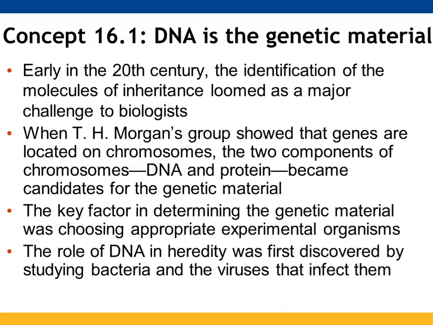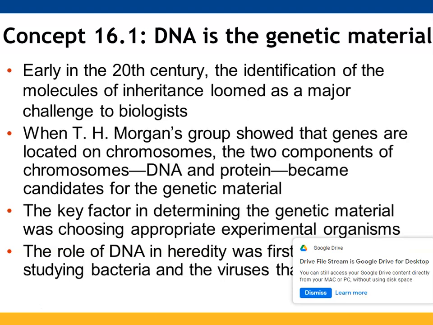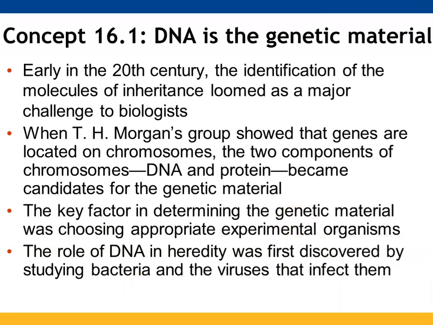So this is kind of relating back to what we were talking about with chromosomal inheritance in chapter 15. This is prior to DNA being identified. Early in the 20th century, identification of molecules of inheritance loomed as a major challenge to biologists. Morgan's group was able to show that the genes were located on chromosomes, and there were two components making up chromosomes, DNA and protein. And so those two macromolecules became candidates for the genetic material.